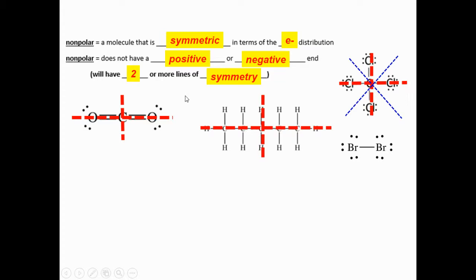Another good one to add would be Br2 or O2 or N2 or H2. Any molecule that's made of 2 identical atoms will have 2 lines of symmetry and will be a nonpolar molecule.